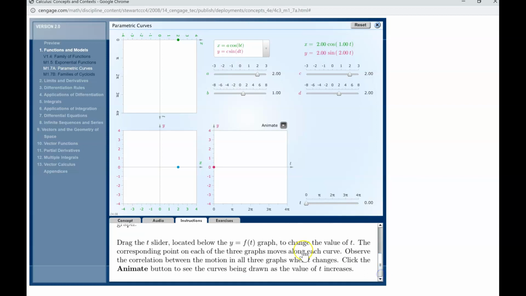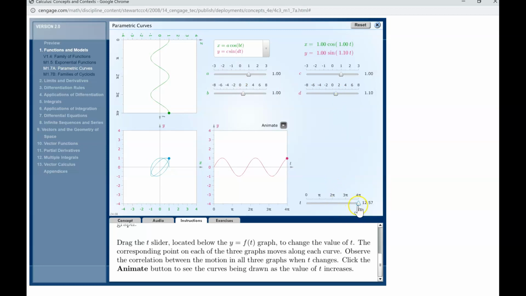Okay, and then what we're going to do is drag the t slider located below the function graph of t to change the value of t. So let's take a look at this information. In that example that we saw, they wanted us to make sure that in these equations A is going to represent 1. We said that B was going to represent 1, and then that's C, and B is 1, and then we said that D was also going to be 1 for the first example.